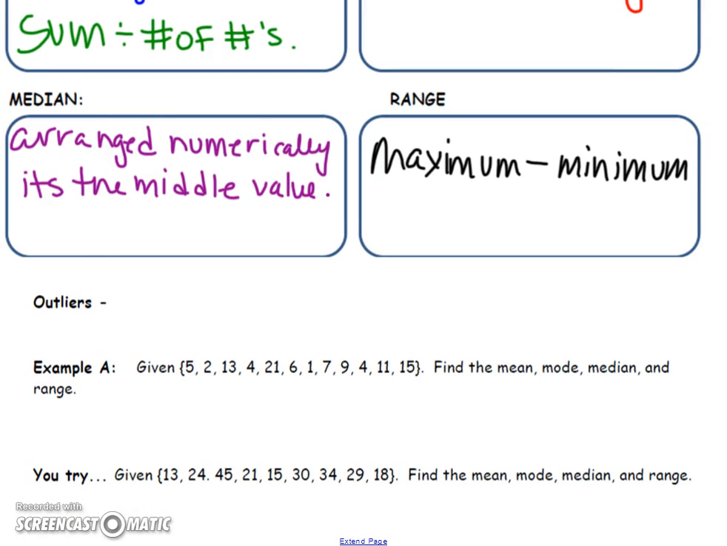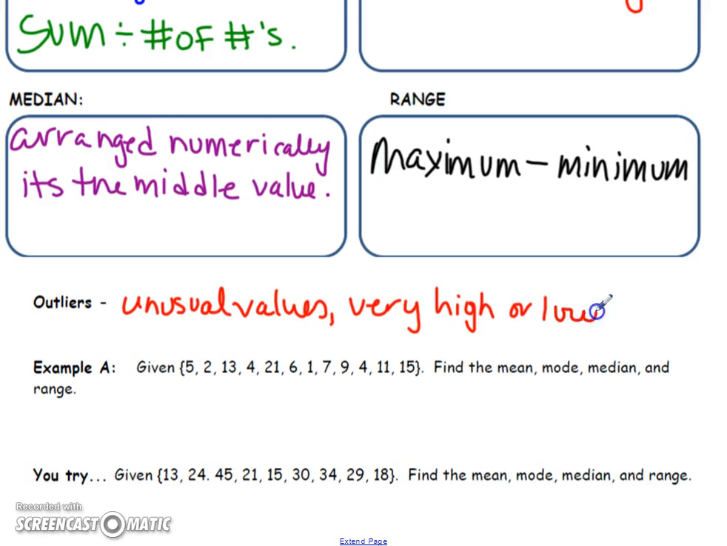Now our next term is outliers, and outliers are values that are unusual compared to the normal set of data. They're usually very high compared to the rest of the numbers or very low. So outliers are the unusual numbers. And here we have some examples.